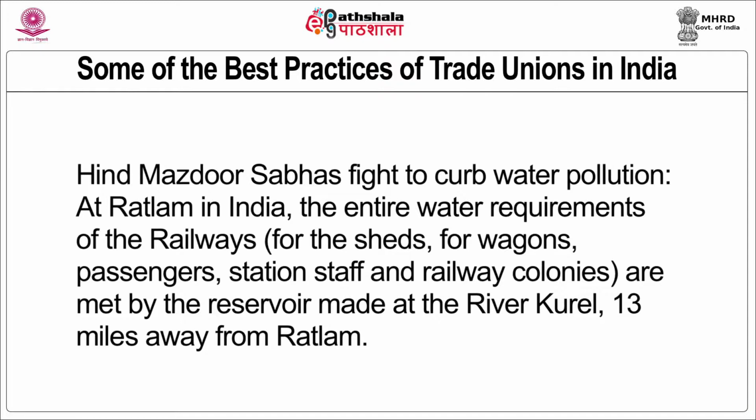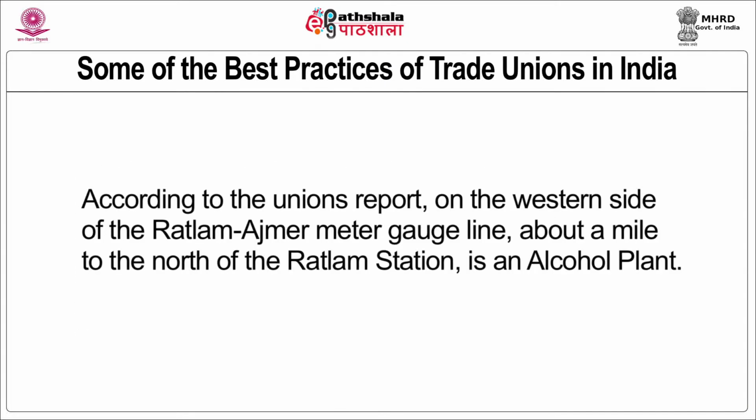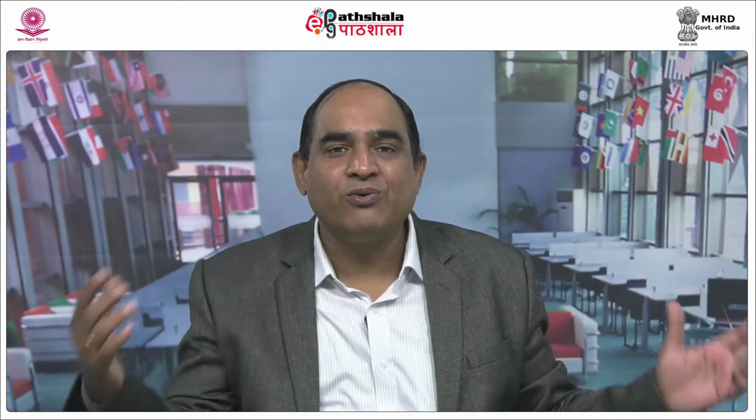At Ratlam, the entire water requirements of the railways for the sheds, wagons, passengers, station staff and railway colonies are met by the reservoir made at the river Kurel, 13 miles away from Ratlam. According to the union's report, on the western side of the Ratlam-Ajmer meter gauge line, about a mile to the north of the Ratlam station, is an alcohol plant. The effluents from this plant were discharged into the open fields around the meter gauge railway line. During the rainy season, the discharged effluents of the alcohol plant flowed into the river.